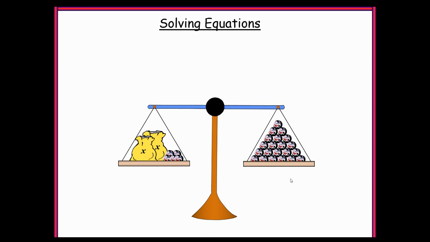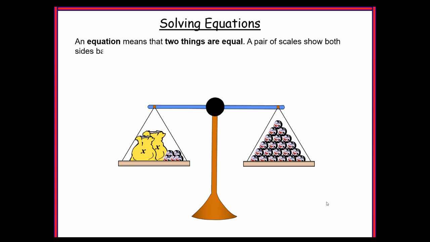Solving equations. We're going to take your skills further this week, and the task is to be able to solve more complicated equations with variables at both sides and also brackets by the end of the week. If you have a look at the scales below, you'll see that an equation means that two things are equal. A pair of scales show both sides balanced and are equal.